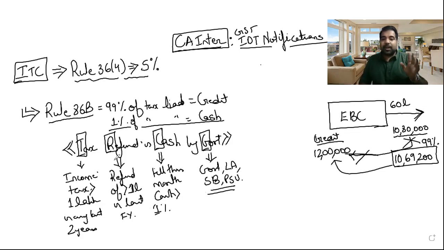How do you learn it by heart? Tax refund in cash by government. How does the government give you a refund? Tax. So tax refund in cash by the government. These 2 things are changing in the ITC chapter.